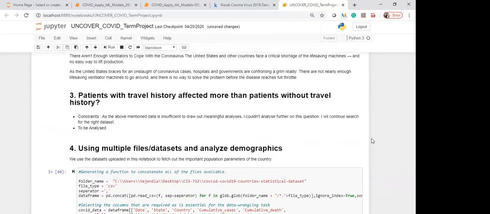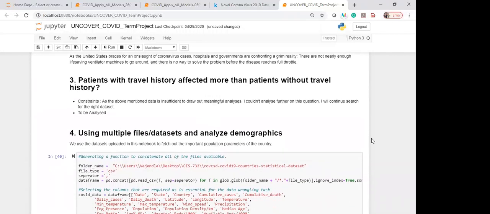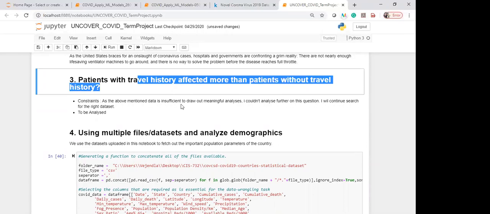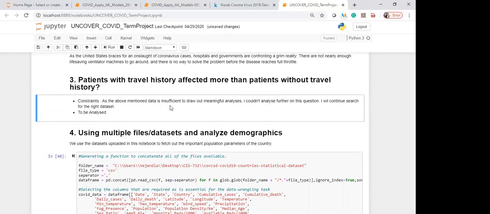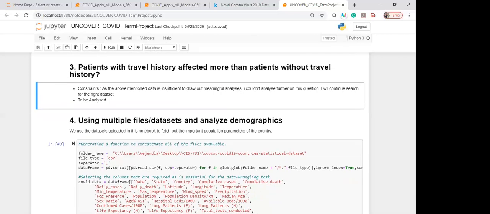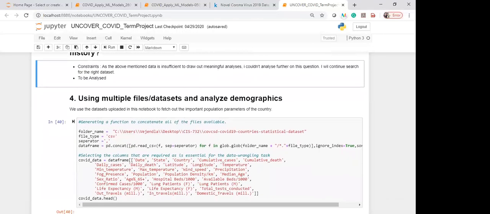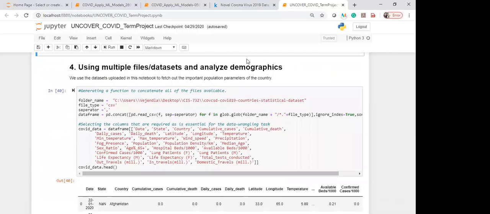Okay, I tried to answer this question, but this particular data set has some constraints. It does not have sufficient data for me to answer this question. So I am in search of other data sets to answer this, which still has to be done.